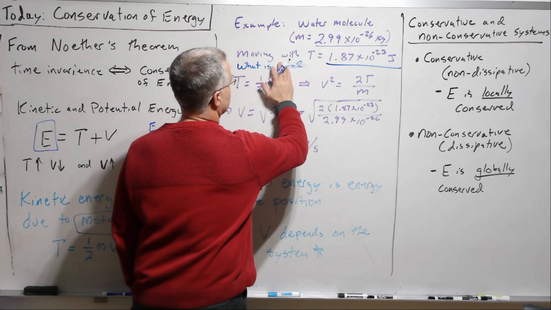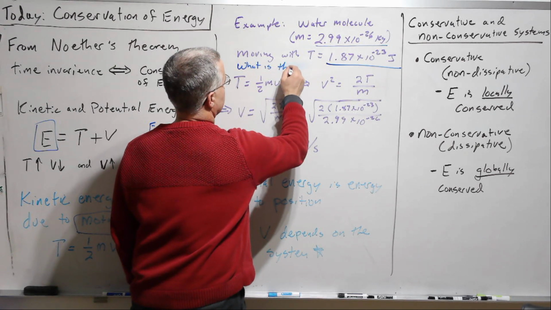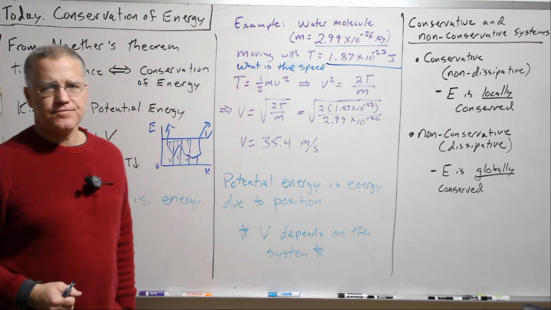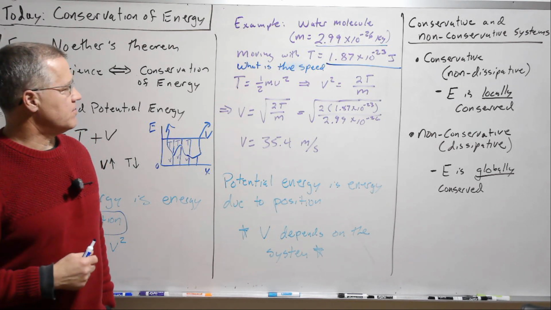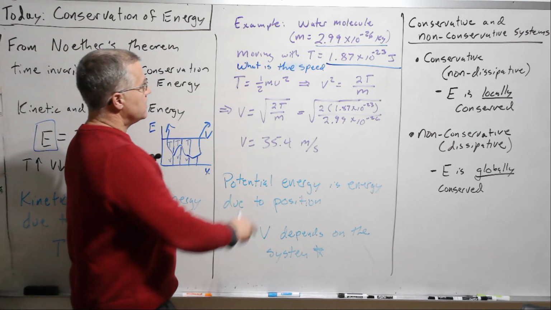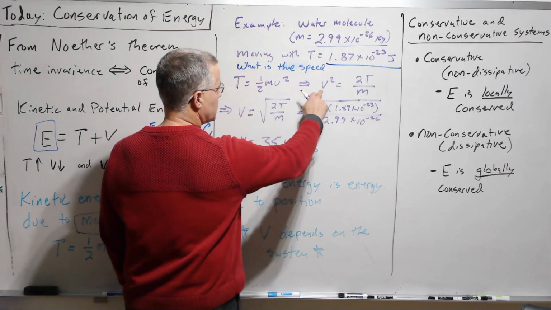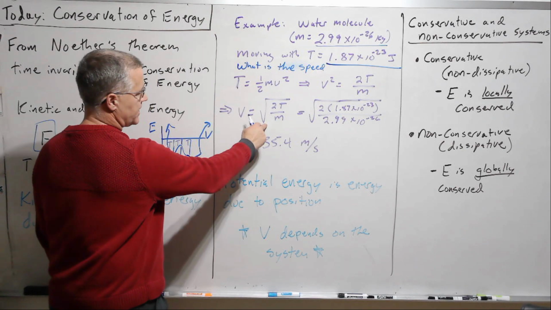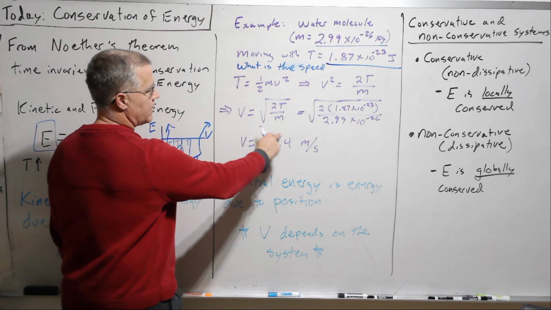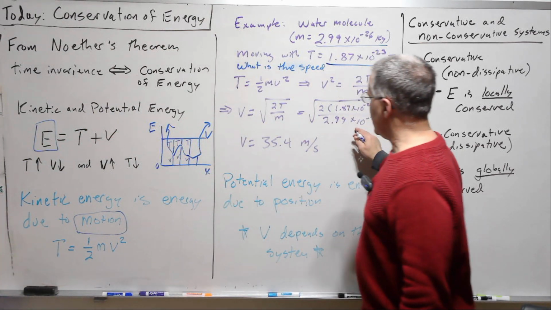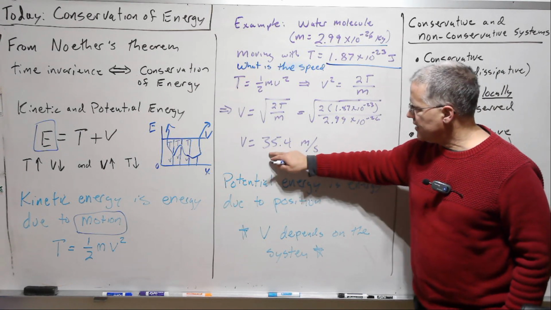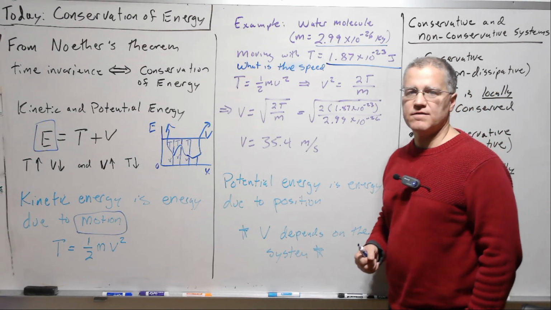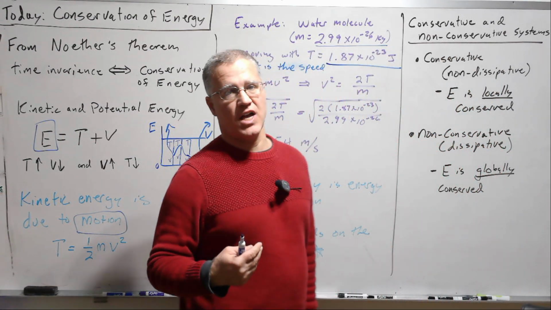What is the speed? So we want to know how fast this is going to have this amount of kinetic energy. So we manipulate this equation, solve for v squared, then we take the square root, and now we plug in our numbers. And when we do that, we get 35.4 meters per second. That's our speed, the magnitude of our velocity.